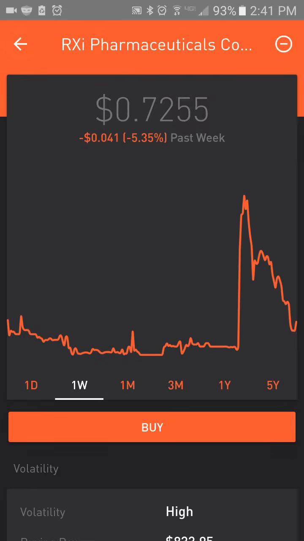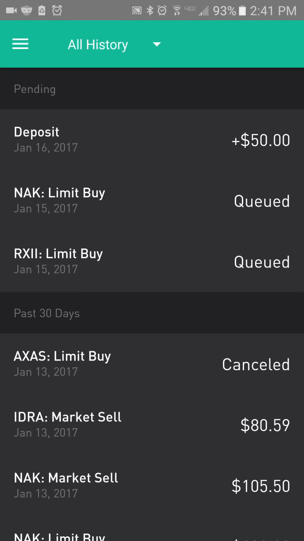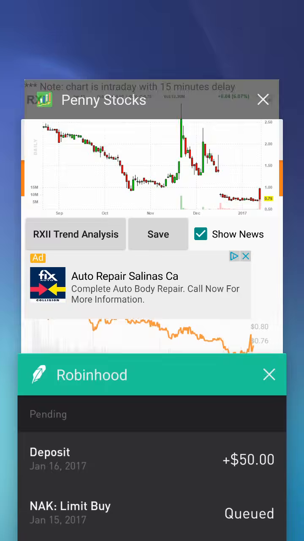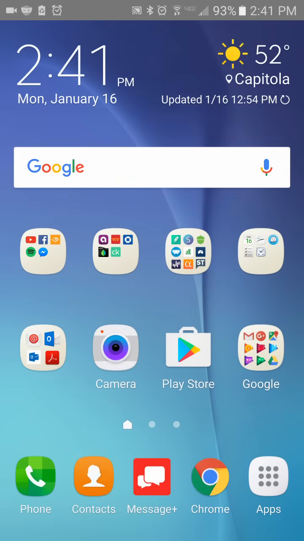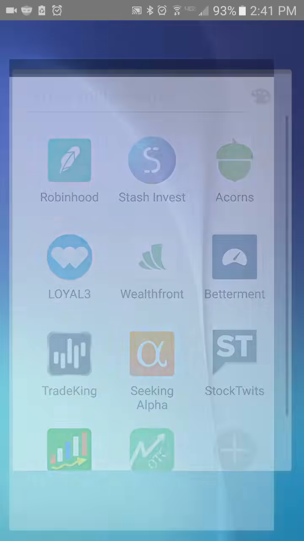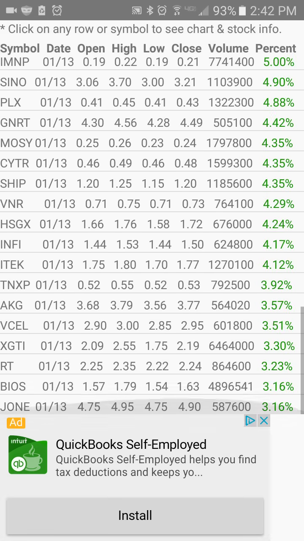Now I saw one more. Let me double check my history. That's pending NAK, so it's another pending one. So basically same thing when I went back to my penny stock scanner, from the start, this thing came up, right? Went to it. I went to $5, went to 500,000 volume, and then penny stock gainers. And I just start going through them.